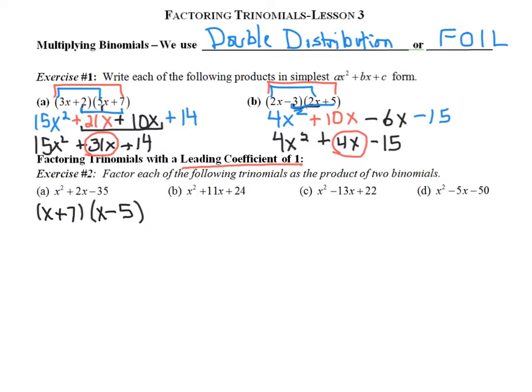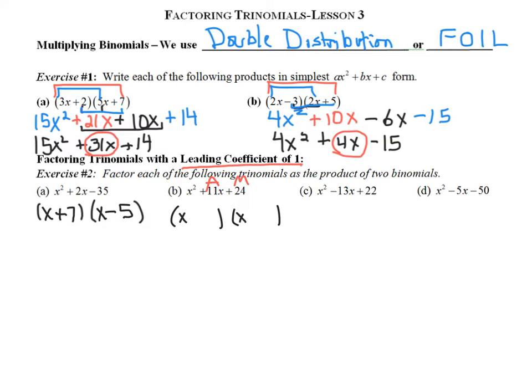Let's try another one. We've got x squared plus 11x plus 24. Let's take a look at example B. We've got x squared plus 11x plus 24. What we can think about here is trying to find two numbers that add to give me 11 and multiply to give me 24. So when I look at these factors, I'm going to put my parentheses and automatically say that x times x gives me x squared.